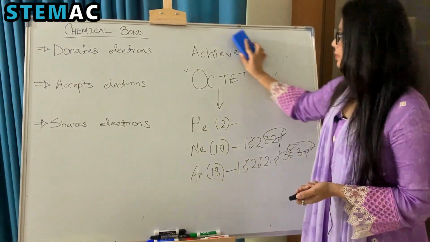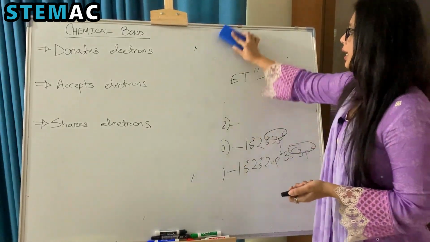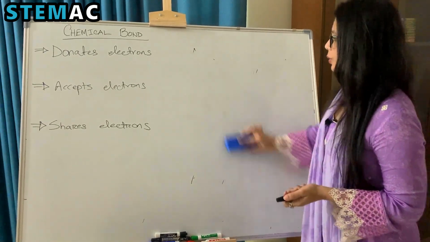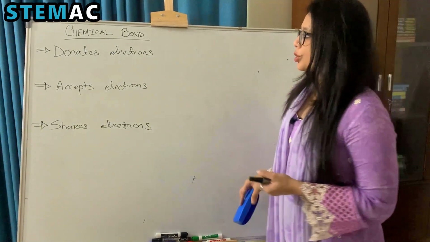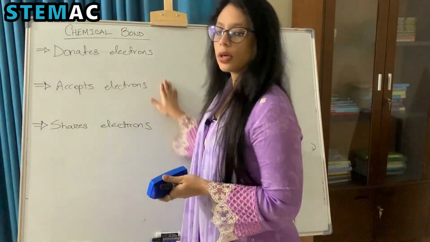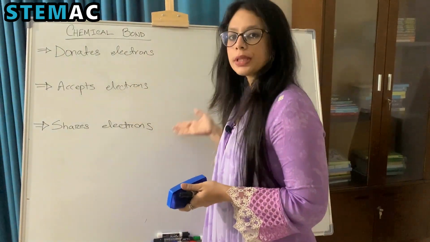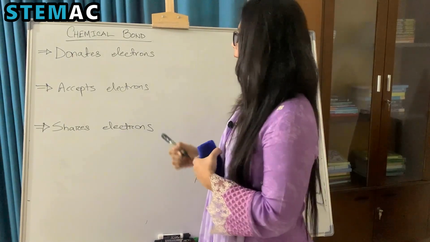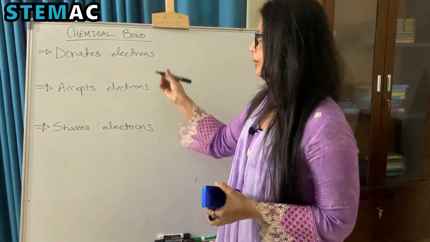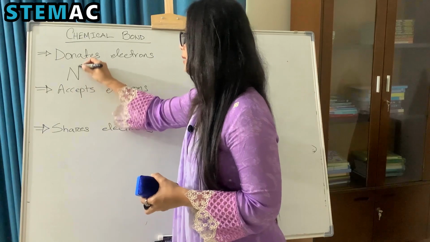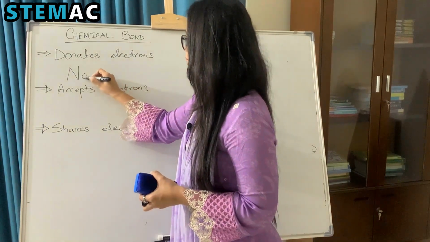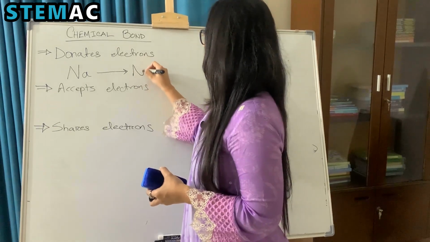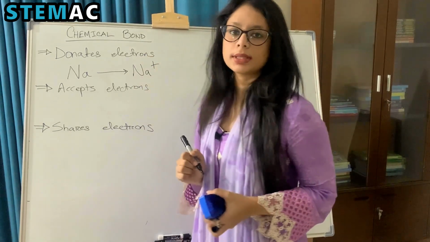Now, how can elements achieve this octet electronic configuration? Let's have a quick look at that. So usually chemical bonds are formed using either of these 3 techniques. One way is that you can donate an electron. Any element that donates an electron becomes a positive ion known as a cation. For example, sodium, when it gives off or donates 1 electron, becomes the sodium ion, which is the cation.